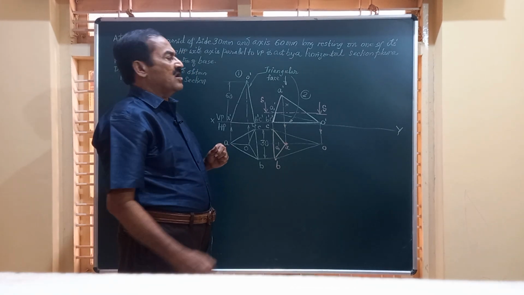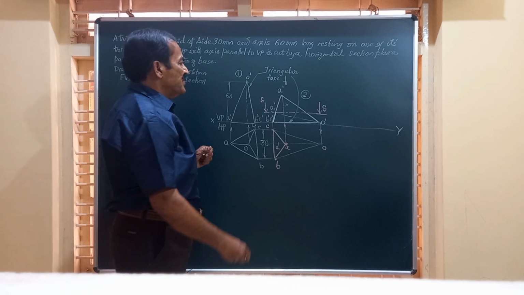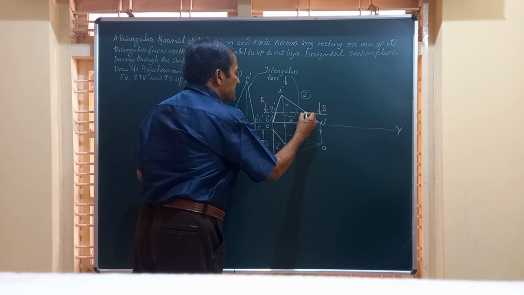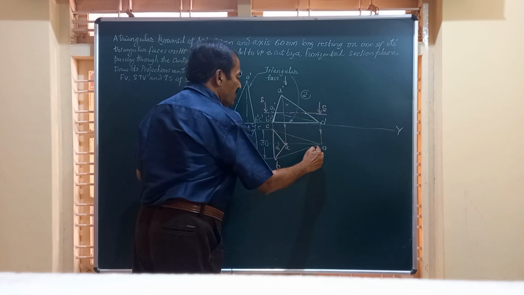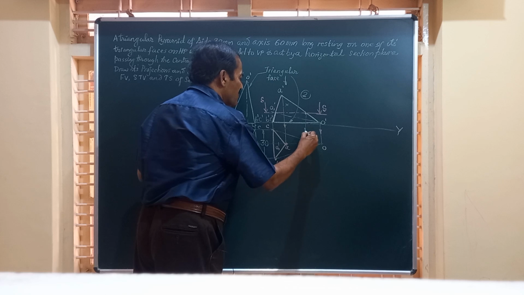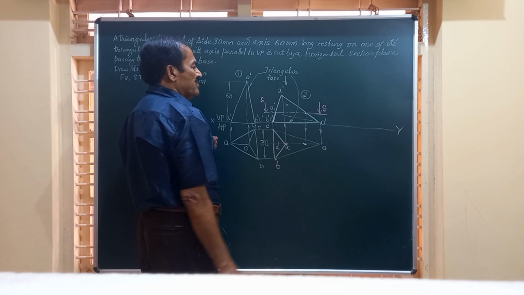Now friends, after passing the section plane, let us see where all it is cutting. Friends, if you take the section plane, O dash A dash is cut here and the corresponding OA is here. So draw a vertical line from there and obtain one of the points, say point number 1, whatever it may be.